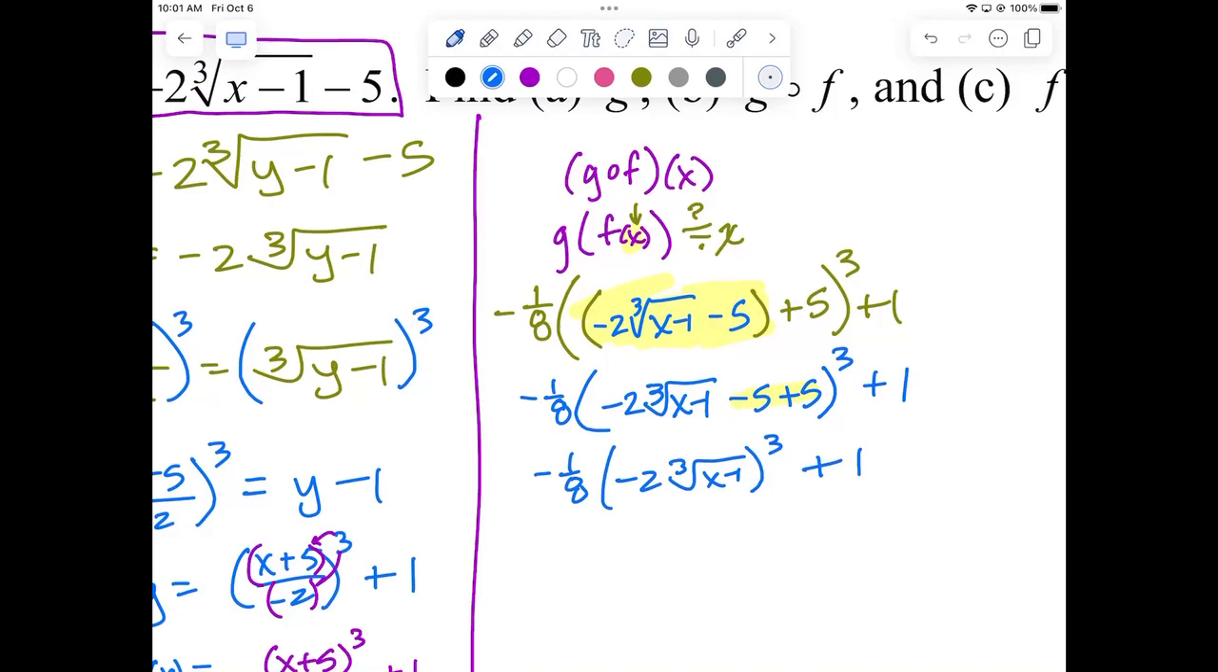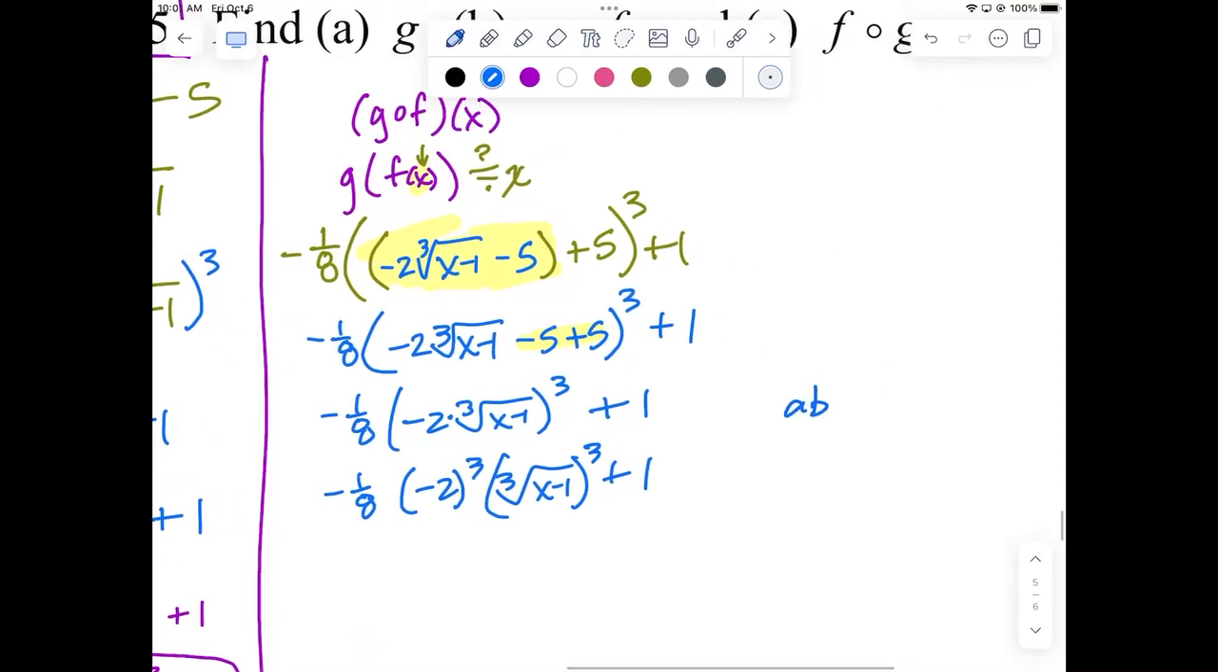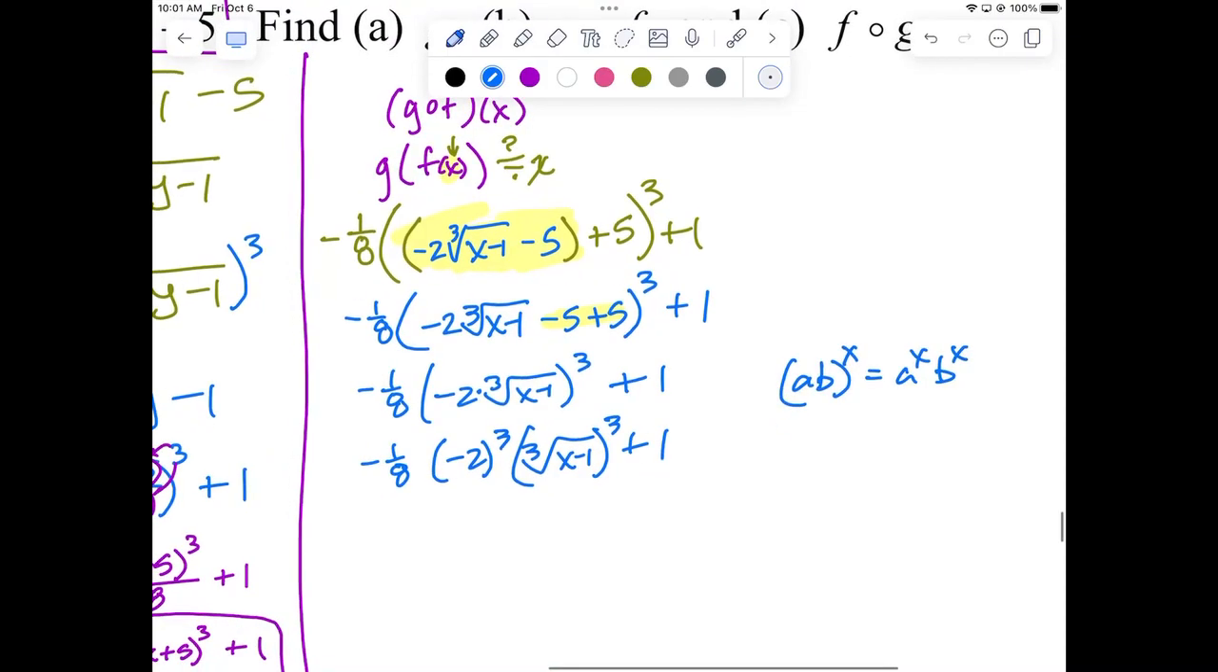plus 1. All right, now because I have two factors inside here, that's negative 2 times the cube root, I can actually cube both of them. This is the same as negative 2 cubed times the cube root of x minus 1 cubed plus 1. That's the property that says ab to the x power is a to the x, b to the x. Okay? I can give both factors the exponent.